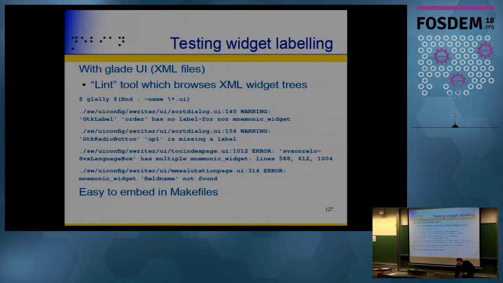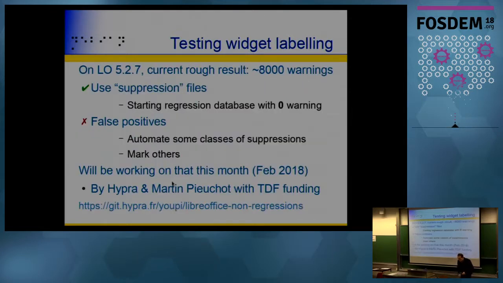So of course we have other issues, like there are multiple mnemonics for one widget, or the link is actually broken. These kinds of things we can debug automatically. And we can include that in the build process. So we've been running this on LibreOffice, and we got like 8,000 warnings. That's a lot. We cannot start with a compilation with 8,000 warnings.